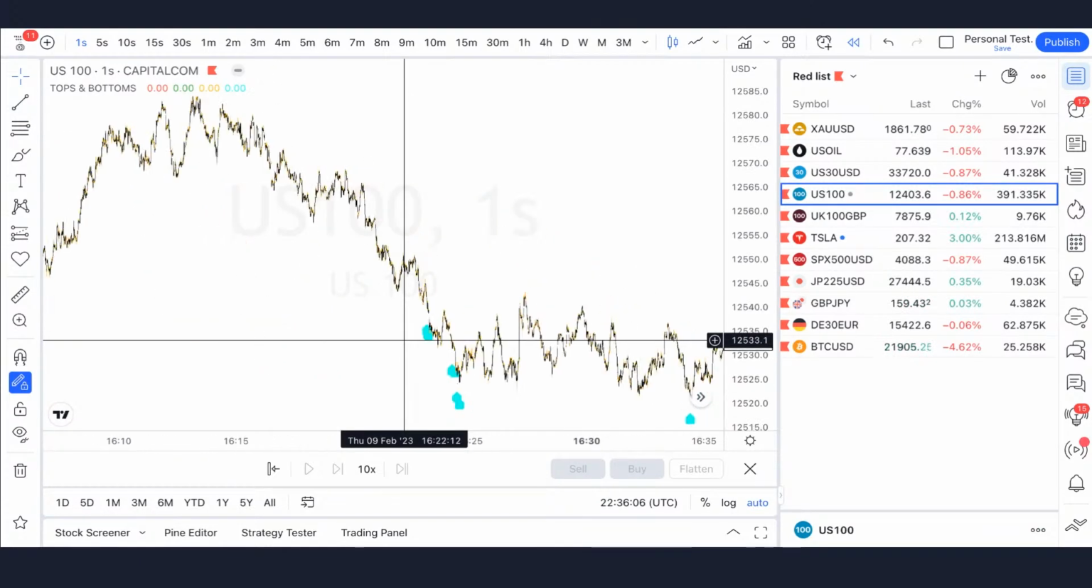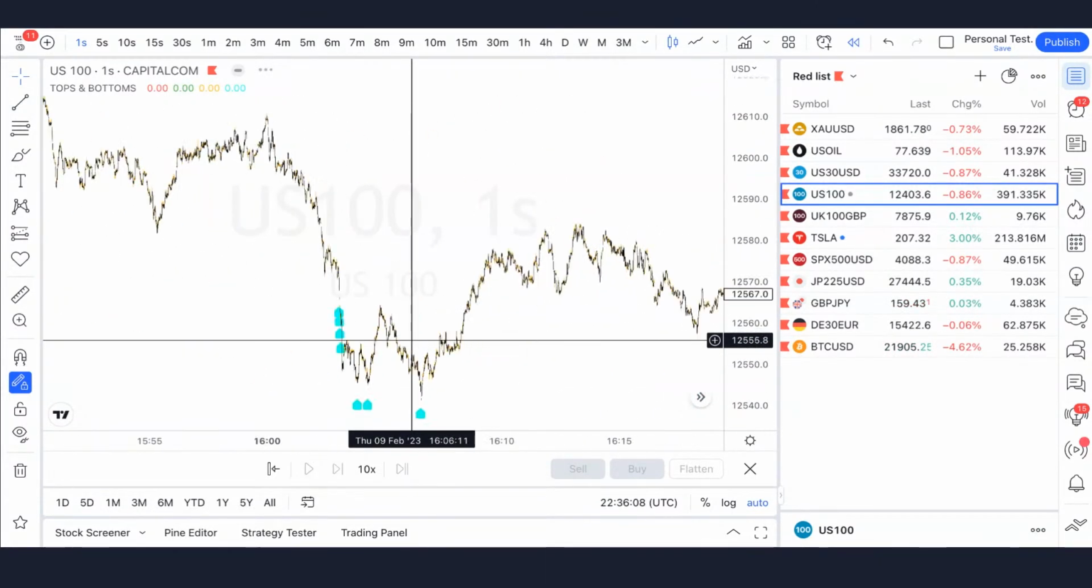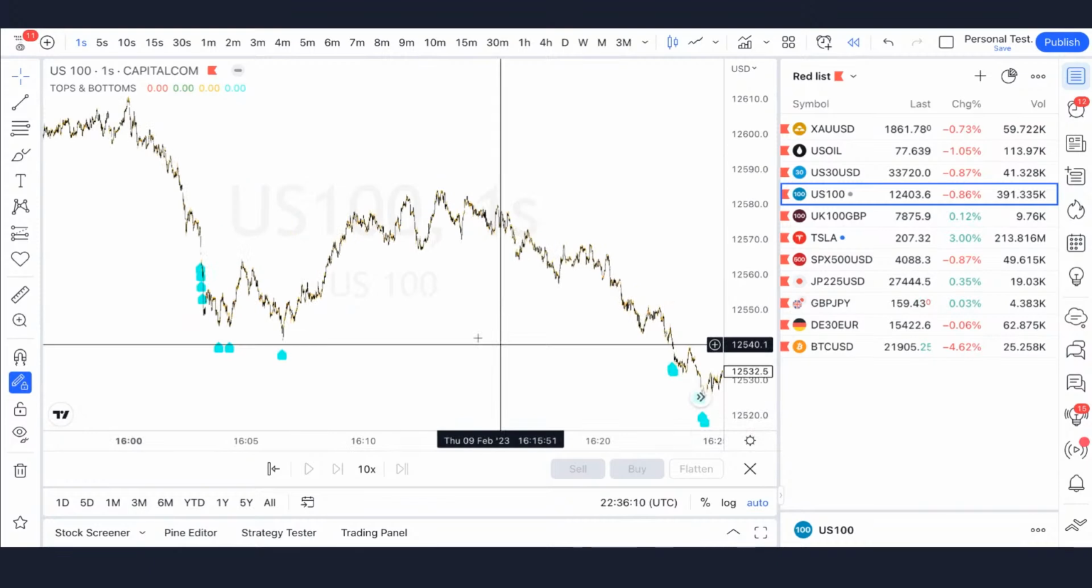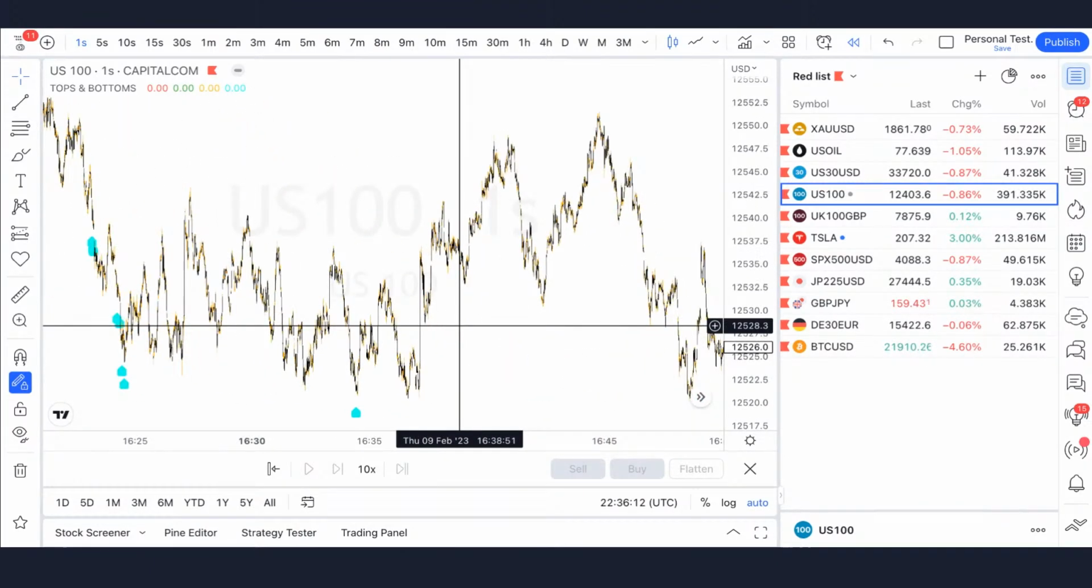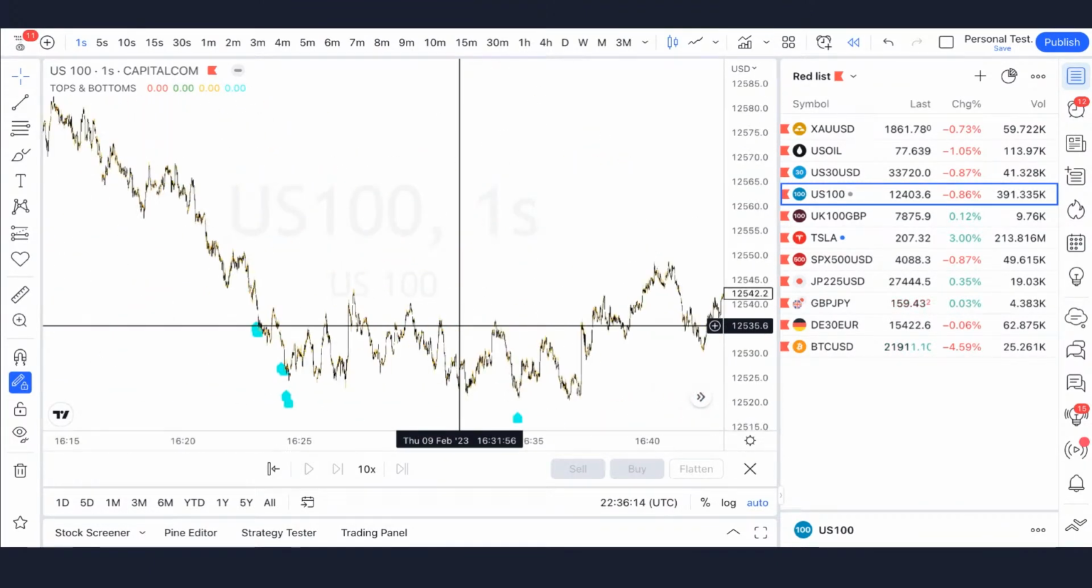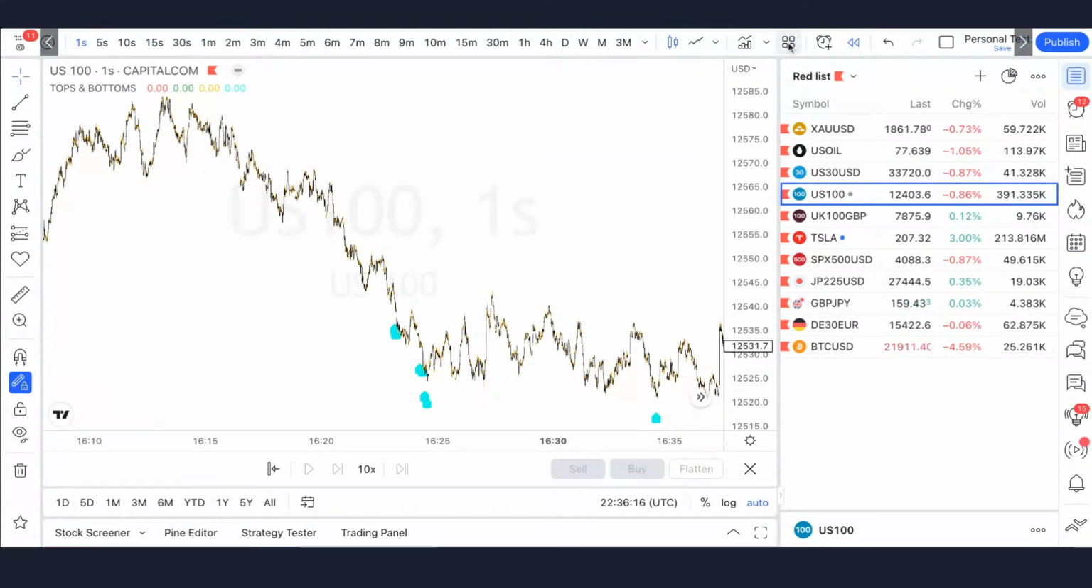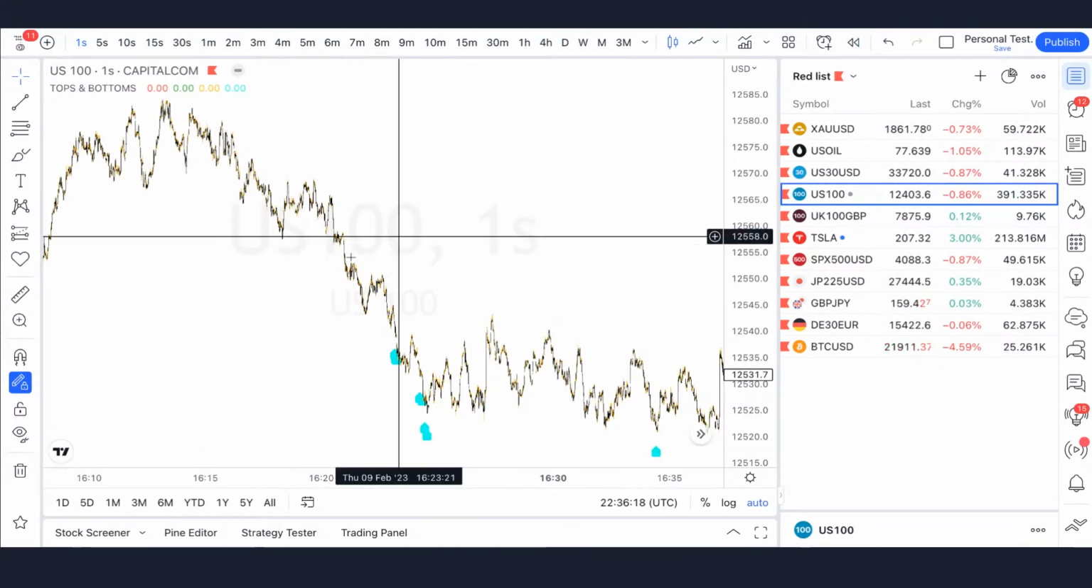Which one was it? Was it here or here? One of these two. Can't remember exactly which one it was that I took. I think it was this one. So we're just going to replay how that went.